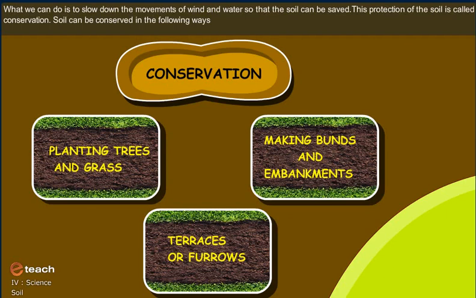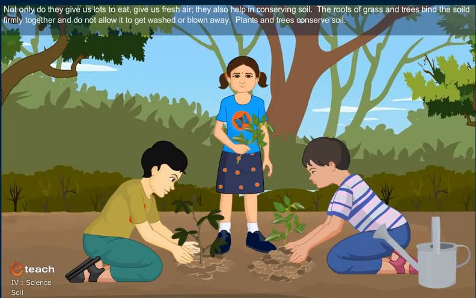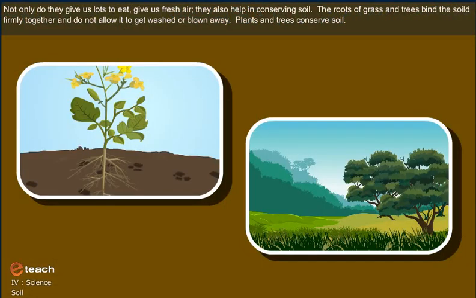Soil can be conserved in the following ways. Plants are amazing friends to us. Not only do they give us lots to eat and give us fresh air, they also help in conserving soil. The roots of grass and trees bind the soil firmly together and do not allow it to get washed or blown away. Plants and trees conserve soil.